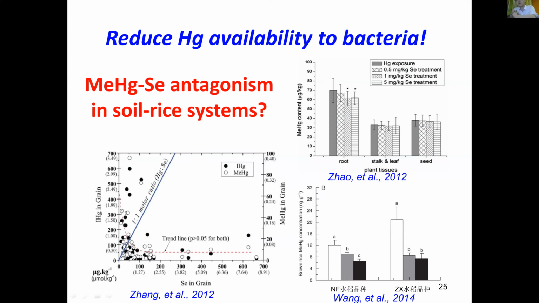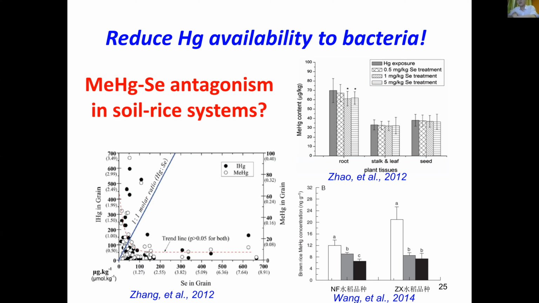So from that moment, people started thinking about the possibility that selenium could also reduce the mercury bioaccumulation process in the terrestrial system, especially in the soil-crop system. Further evidence is that when you add selenium into the soil, we found a decrease in the methylmercury concentration in the plants. Also in 2014, people found that when you add selenium into the soils, you see a decreased methylmercury concentration in the rice plants. These are the pioneering studies that show the possibility that selenium could reduce methylmercury accumulation in plants in the terrestrial system. But at this moment, people do not know the underlying mechanism of this methylmercury-selenium antagonism in soil-rice systems.